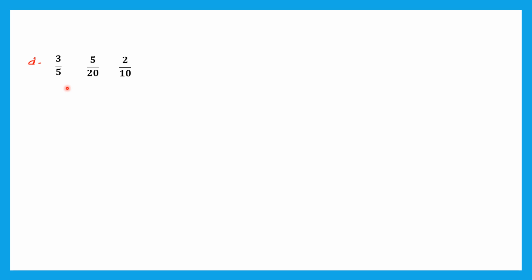Question D. 3 by 5, 5 by 20 and 2 by 10. Denominators are different, numerators also are different. Since these are unlike fractions, we're going to change them to like fractions. So let's write down the question first. So the question is 3 by 5, then we have 5 by 20 and we have 2 by 10. Let's take all the denominators 5, 20 and 10. They're all different. We're going to make it the same by finding the LCM.